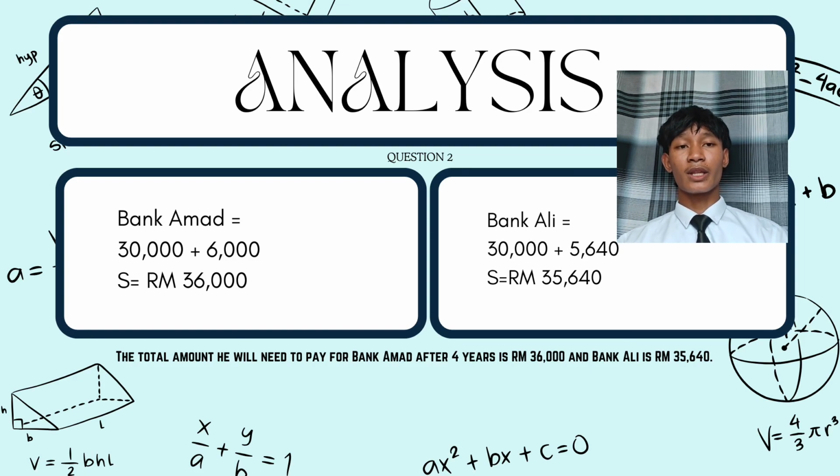For Bank Ali, the P is 30,000 ringgit and the I is 5,640 ringgit. So the answer is 35,640 ringgit. So the total amount Shami will need to pay for Bank Ahmad after 4 years is 36,000 ringgit, and for Bank Ali is 35,640 ringgit.